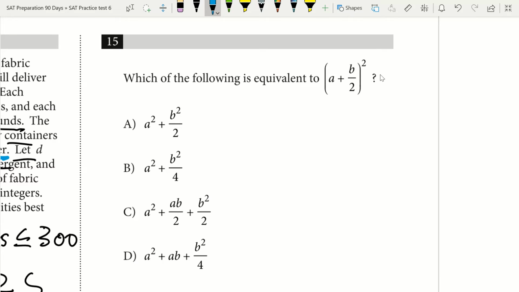Today I have an SAT math tip and trick that deals with the sum of perfect squares. I'm going to illustrate this tip and trick through question 15 from SAT practice test 6.